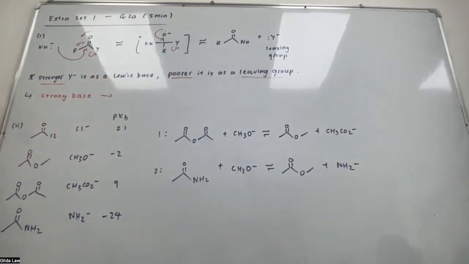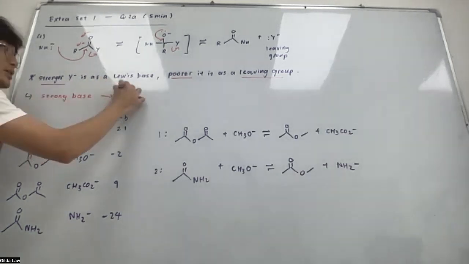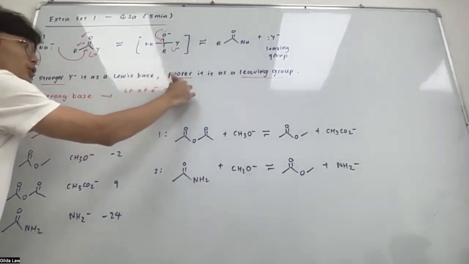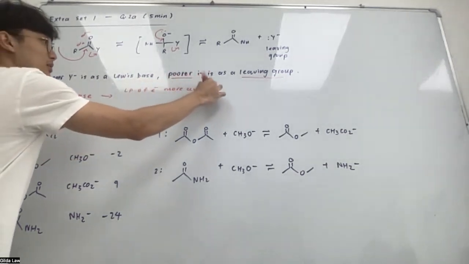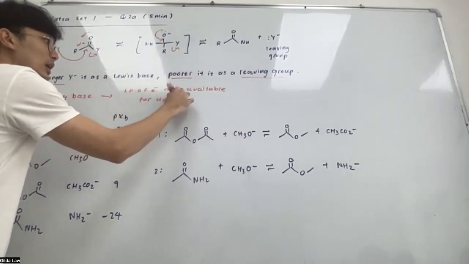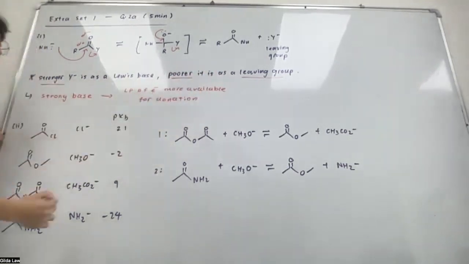A strong base means what? Based on our knowledge of basicity, a strong base means the lone pair of electrons is more available for donation, right? That's nothing new. So if it's more available for donation, how does that link to a poor leaving group?